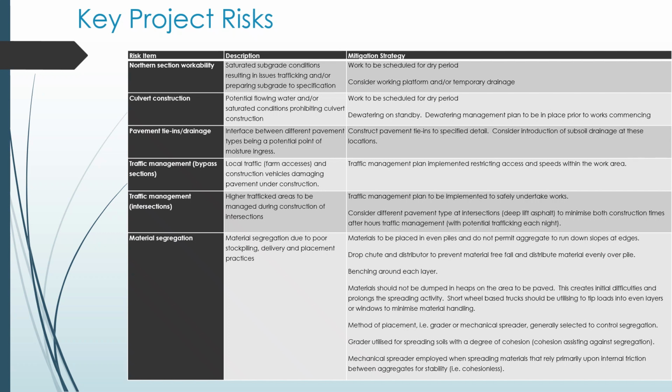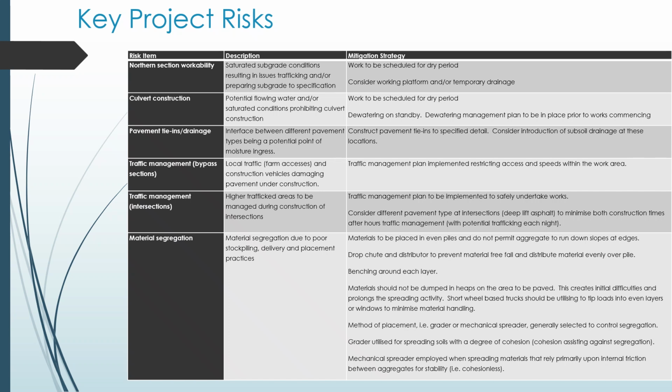Traffic management is another main item, so both within the work site on the bypass road for local traffic access, being the farmers, farm accesses and construction vehicles. So having a TMP in place to restrict access and restrict speeds within the work area, ensuring obviously no damage to the pavement under construction.